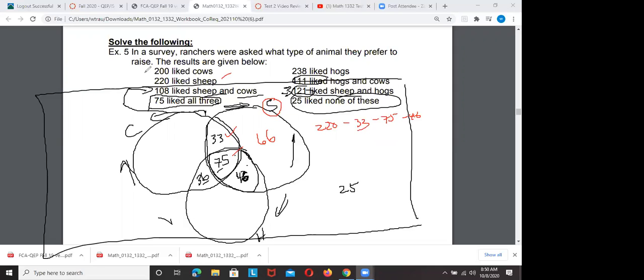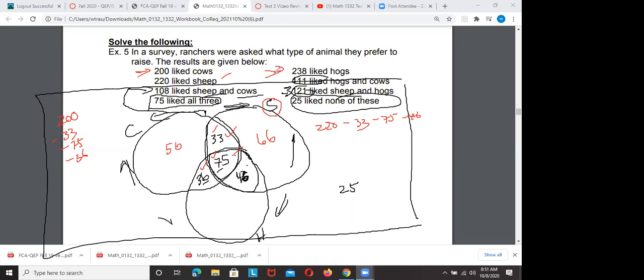Cows are 200. Subtract everything that's in there: minus 33, minus 75, and minus 36. These 3 things are in the cow circle already. So 200 minus 33 minus 75 and minus 36, and there are 56 here. Once you add up all the cows, it adds up to 200.